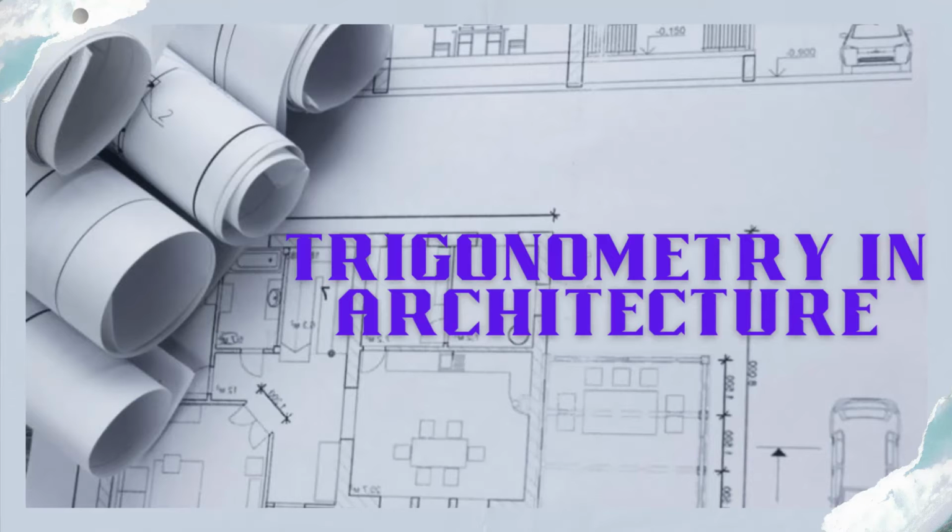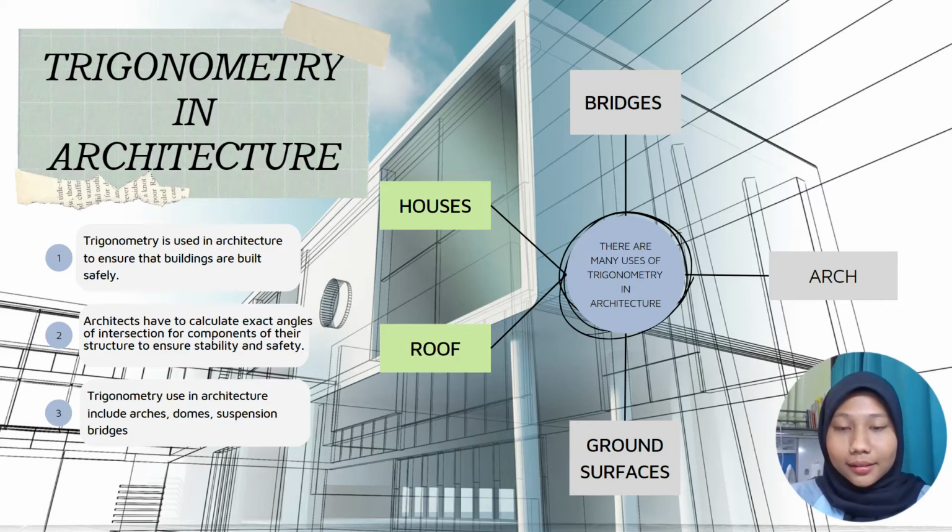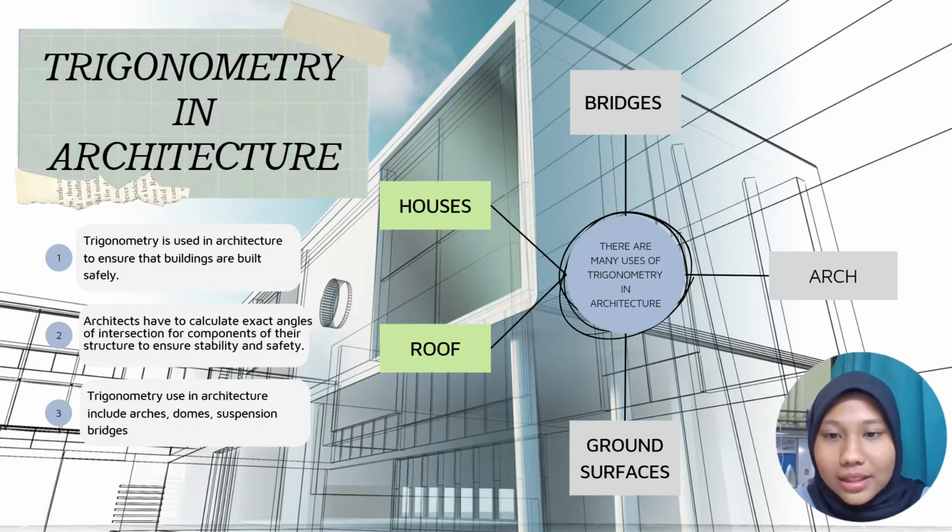Trigonometry in architecture. Trigonometry is used in architecture to ensure that buildings are built safely. Architects have to calculate exact angles of intersection for components of their structure to ensure stability and safety. Trigonometry used in architecture include arches, domes, suspension bridge. There are many uses of trigonometry in architecture, such as bridge, arch, ground, roof, and house.